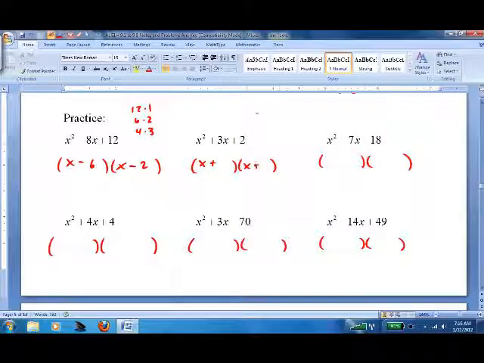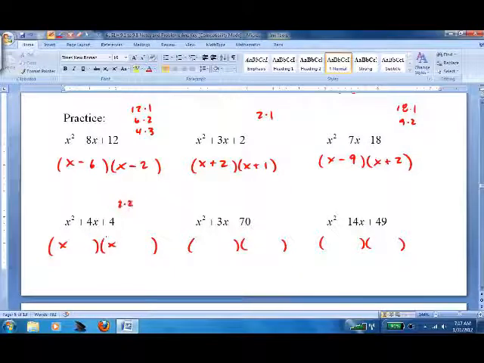Love the positive positive. Nice and easy. Only 2 and 1 really to work with, so that's a piece of cake. Negative negative means negative positive. 18 and 1, 9 and 2. Negative 9 plus 2 is negative 7. Negative 9 times 2 is negative 18. Looks good.